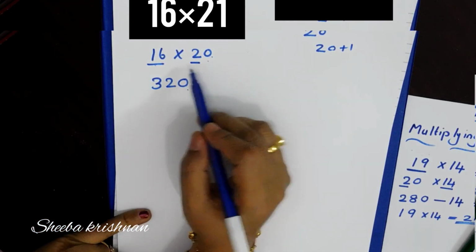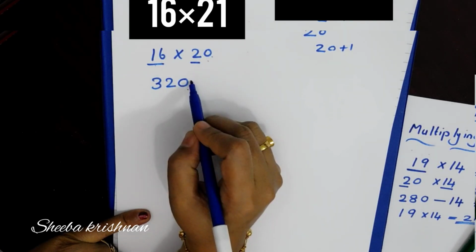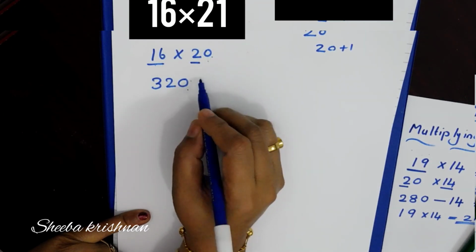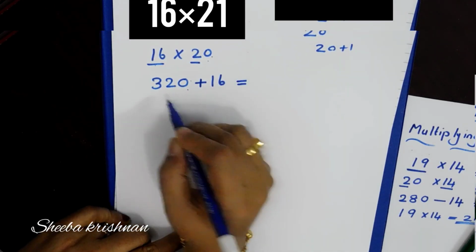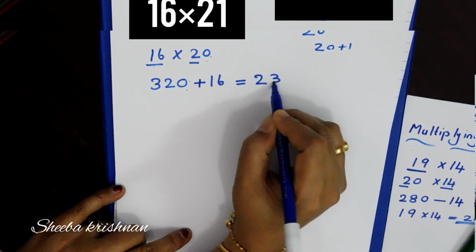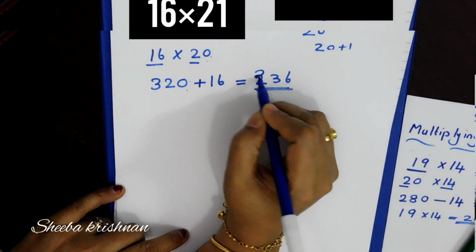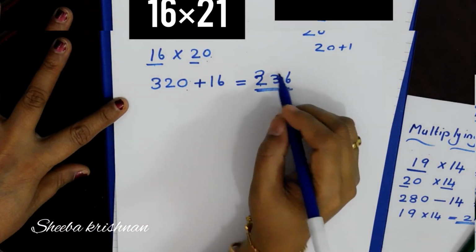And here we know we want to find 21 times 16, but we found only 20 times 16. So one more time 16 we have to add to it. So we will add that 16 to it. So 320 plus 16, it is 336.